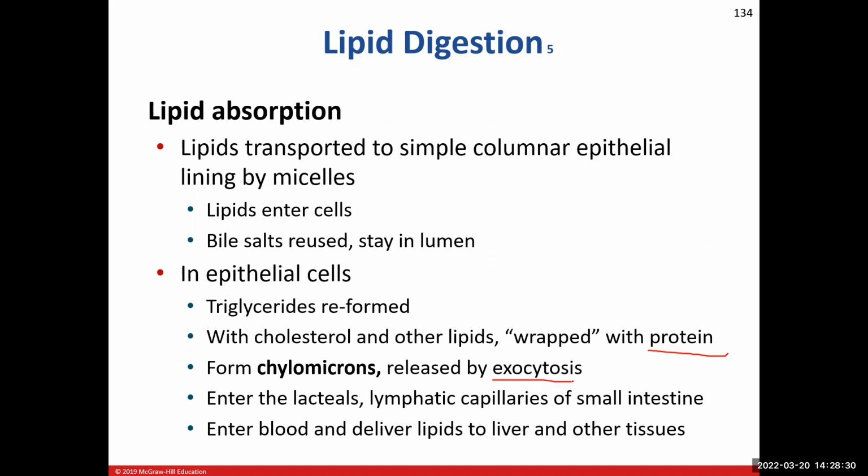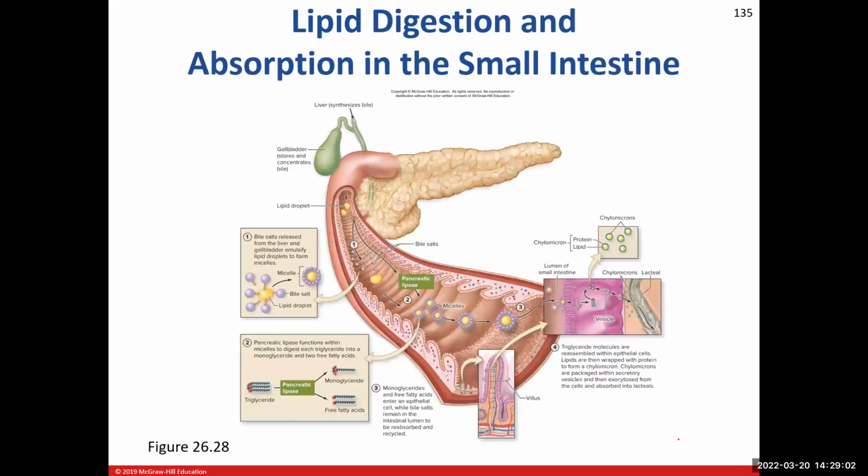We talked about the lacteals back when we were covering the lymphatic system. A lot of the fat, the lipids, will be sent into the lymphatic system. It all eventually drains back into your bloodstream anyways. It will go from the lymphatic system into your blood, and then once it's in the blood, it's going to wind up in the liver or some of the other tissues like adipose tissue. Let me show you the picture.